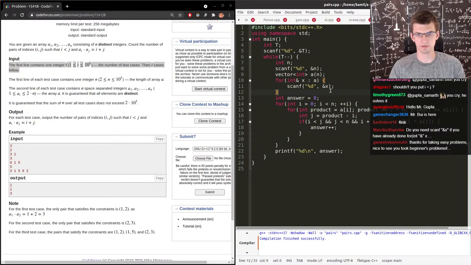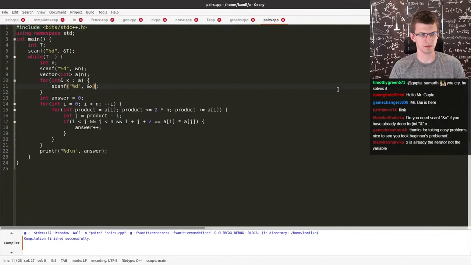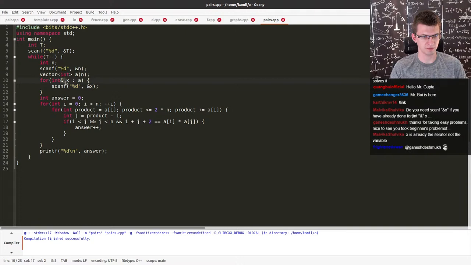Do you need scanf ampersand x? Yeah. I don't know if I want to explain this. If you think why, if you did this here, you wouldn't really read array A. You wouldn't modify this array.